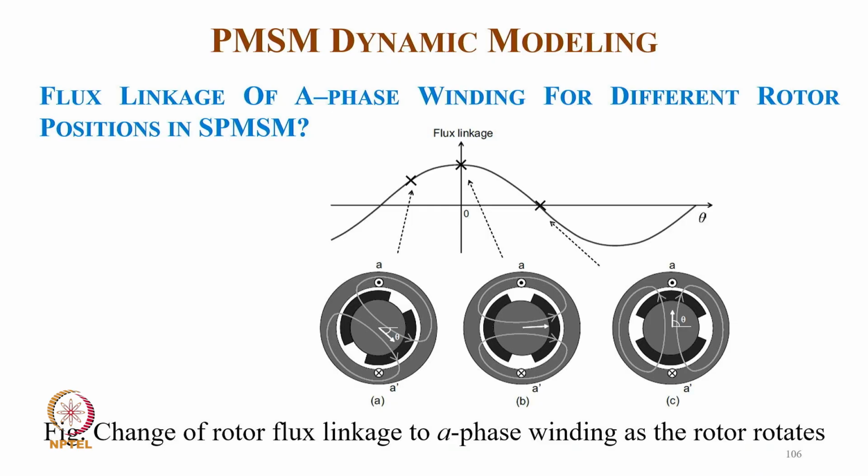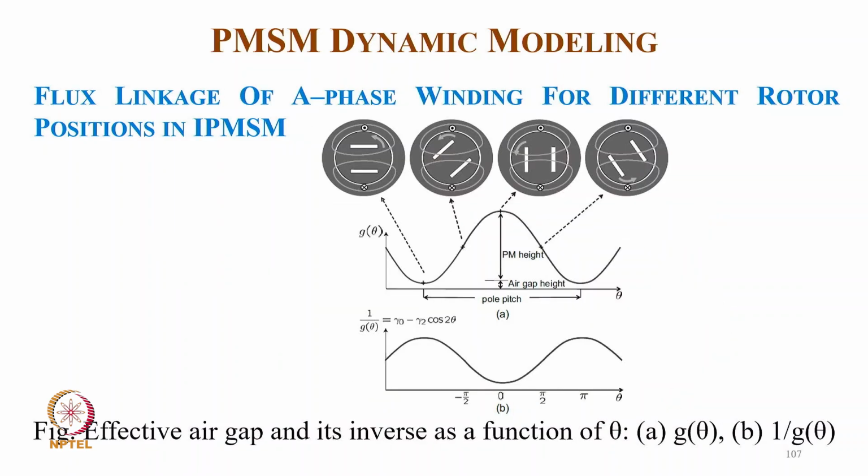Now coming to the flux linkage of a phase winding for different rotor positions. As you can see here, how the flux varies with theta, and the effective air gap g(theta) and its inverse function, 1 upon g(theta), as well.